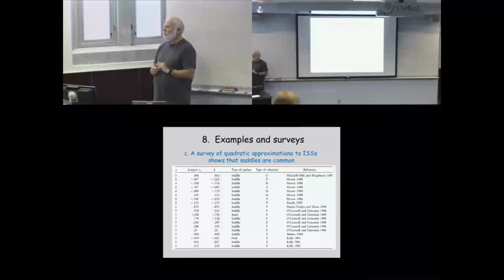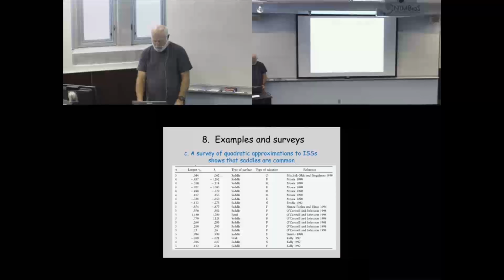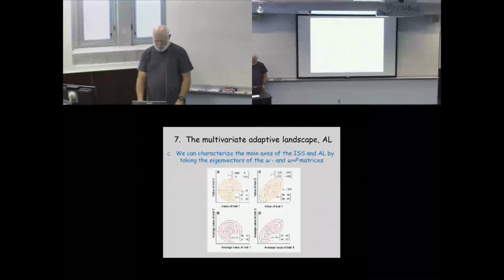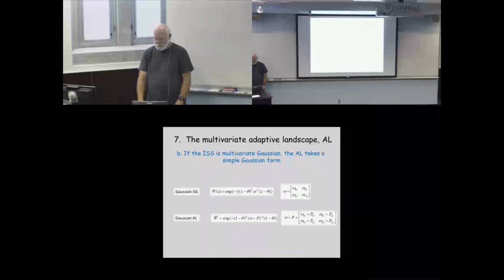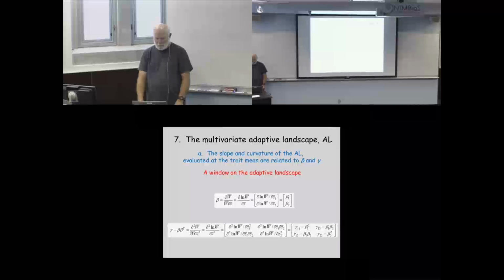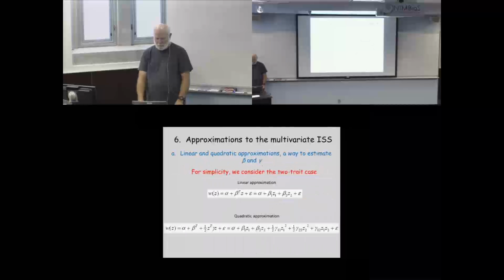Yeah, I was wondering for slide 20 if you could. I don't have numbers in this view, but tell me when I'm there. Where? Part 6, approximations to the multivariate ISS. Is this it? I think back a little bit. Oh, yeah, that one? Right.